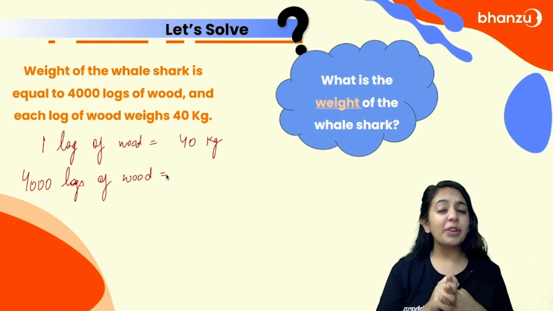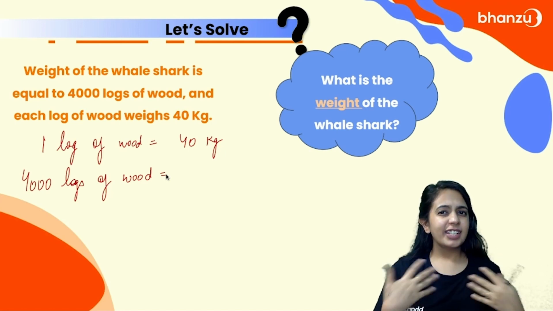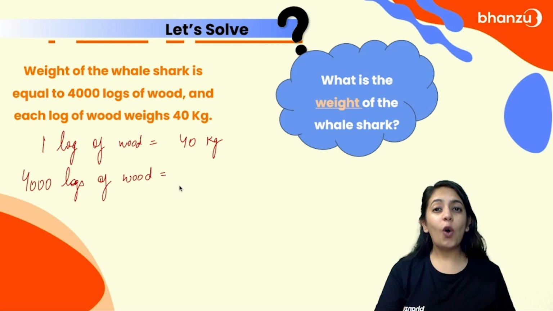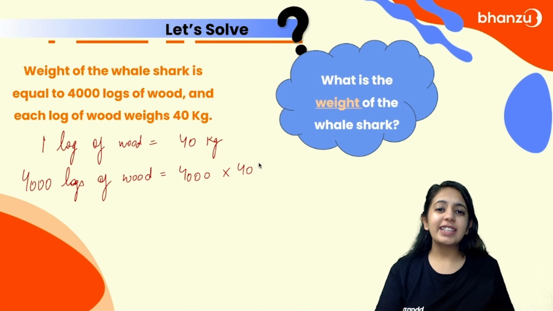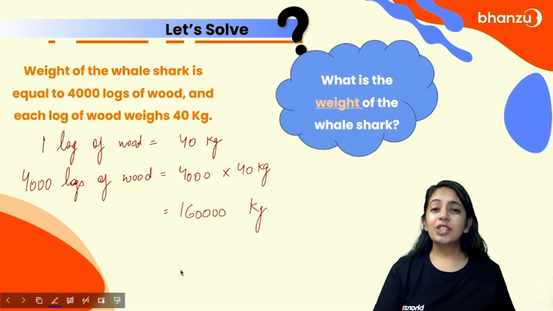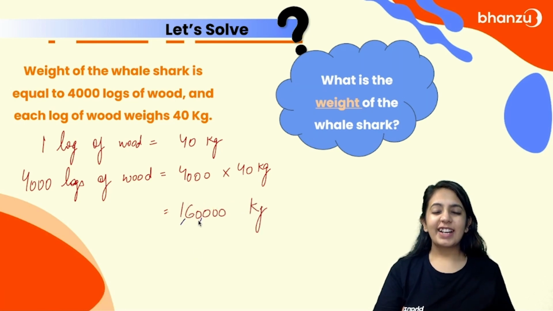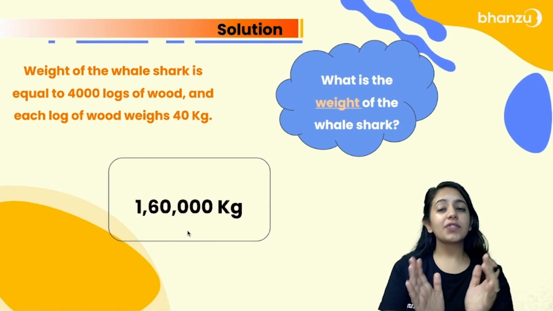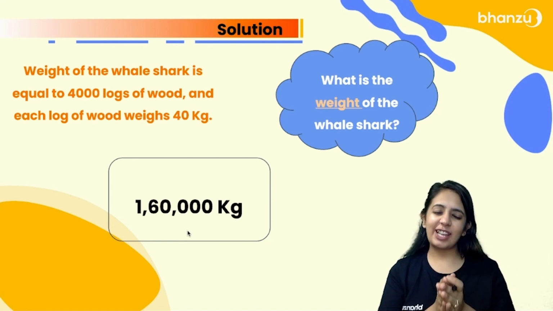So for that, which operation do you think we have to use over here? Division? We're not splitting anything. Subtraction? We're not finding anything remaining. Multiplication or repeated addition. So we are going to multiply 4,000 by 40 kg. With that, we will get the answer as 160000 kg. Now, in order to read it, we will use commas. So now this number is 1,60,000 kg. With that, we have got the weight of the whale shark, which is 1,60,000 kg.